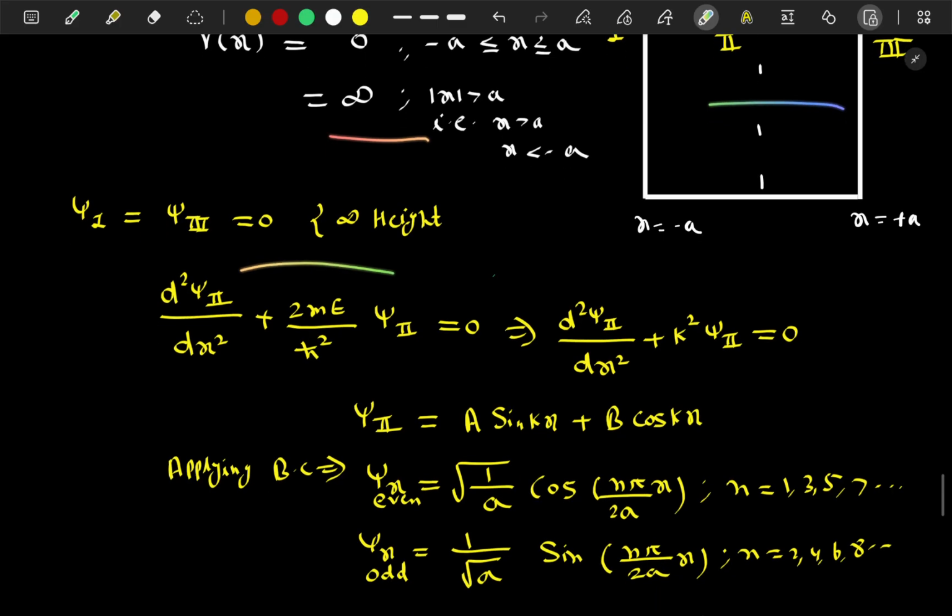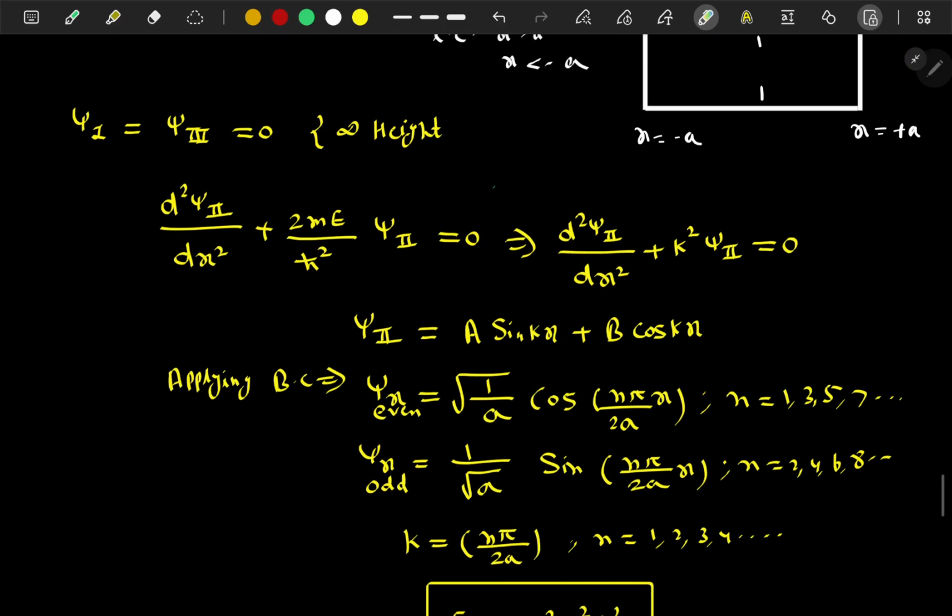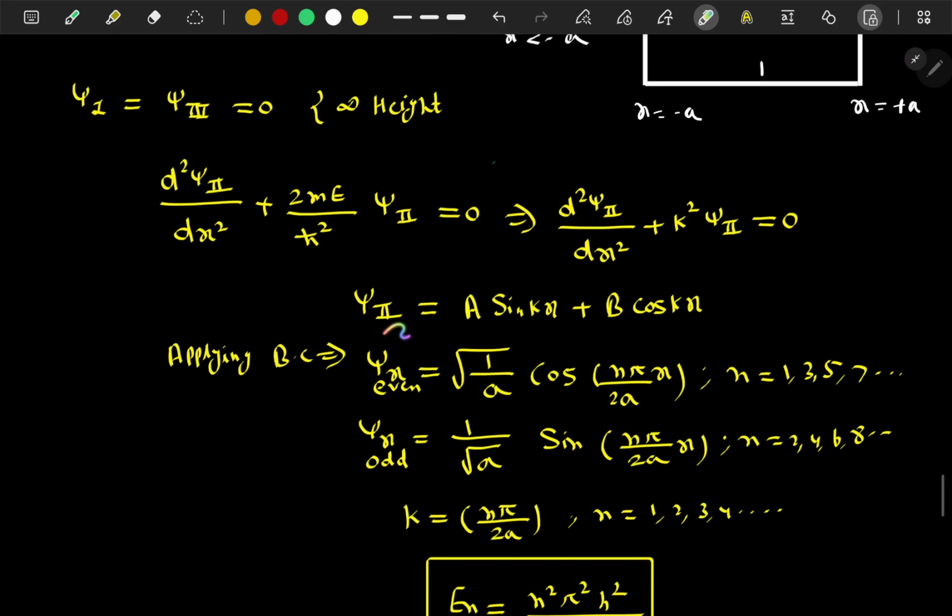Now in the second region, d2 psi by dx square plus 2m upon h bar square E psi equal to 0. So d2 psi second by dx square plus k square psi second equal to 0. So psi second, the wave function in the second region, the box, will be A sin kx plus B cos kx. We know this.